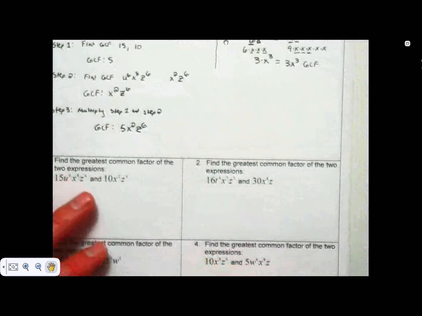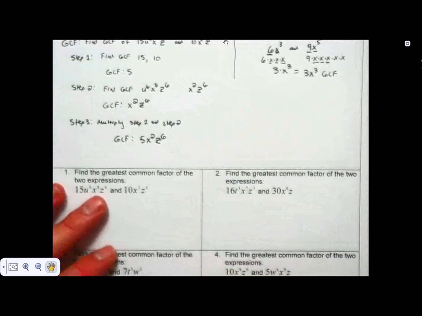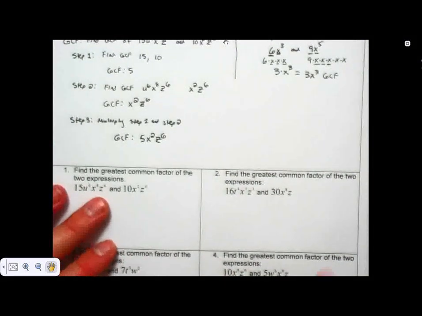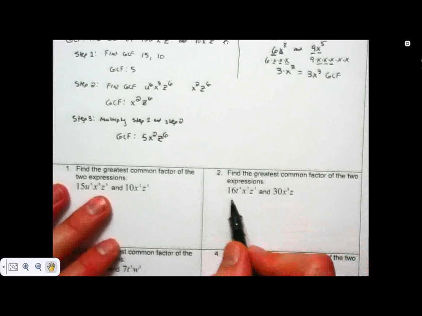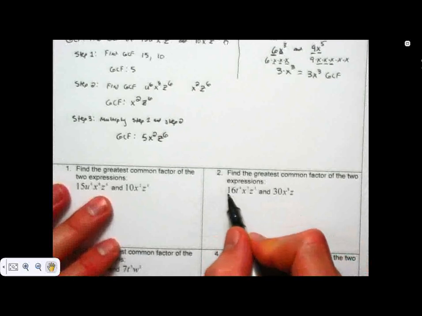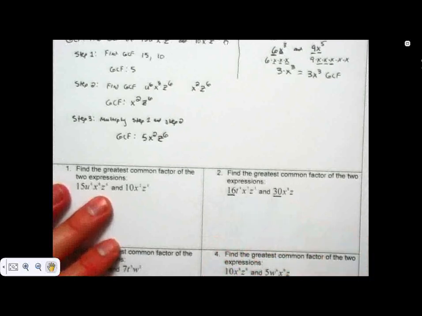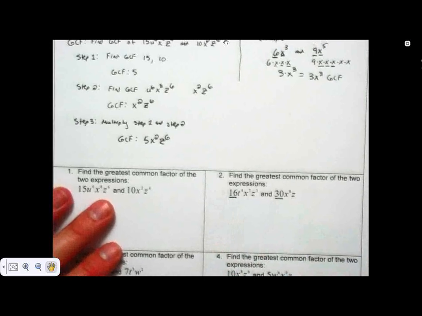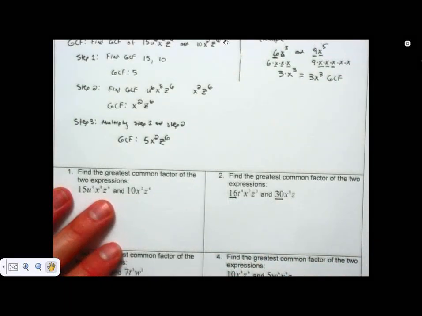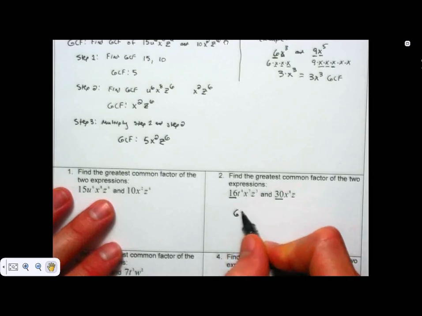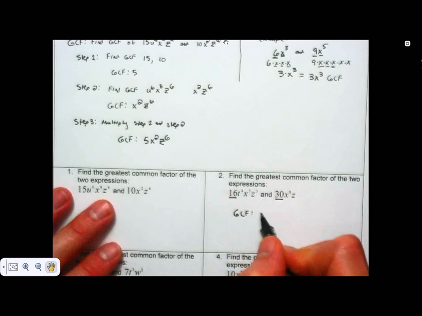Okay, let's try one more. Let's try number 2 and see if we can come up with an answer. So number 2, the first thing we look at is just the numbers in front, the 16 and the 30. And what we're trying to figure out is the largest number that goes evenly into both 16 and 30. So that number is going to be 2.